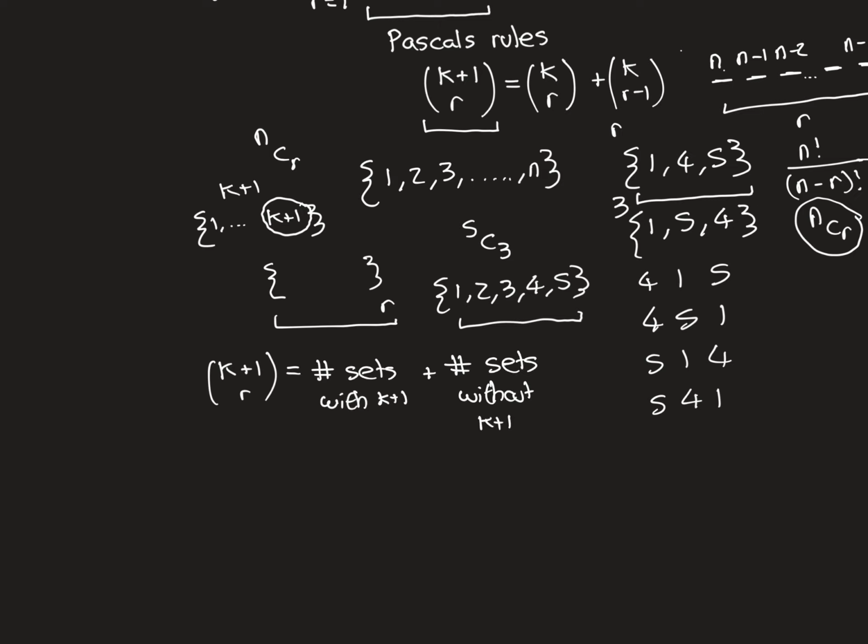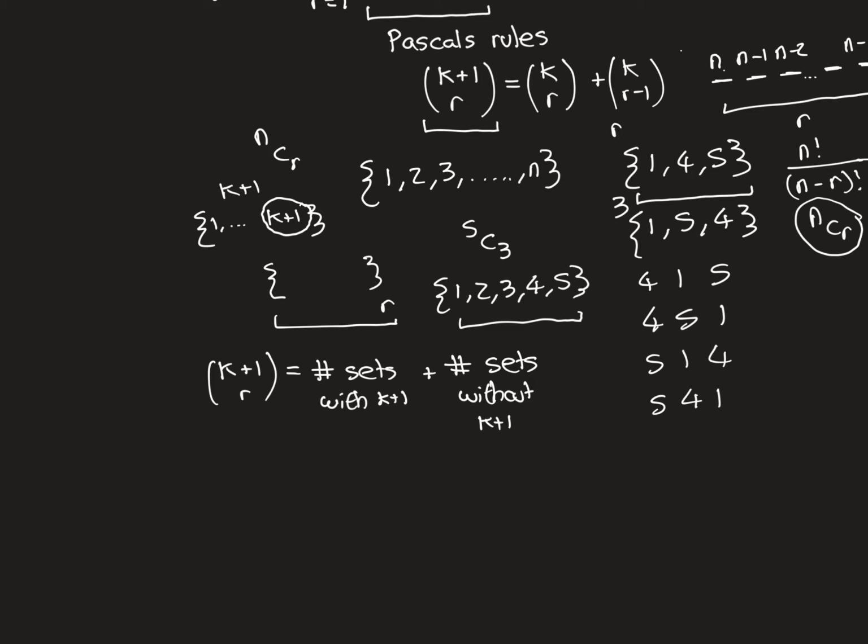So if you can work out these two things, the total number of possible sets that you could create of r things from this that don't have k plus 1, and the total number of sets you could create from this that do contain k plus 1, and you're clearly assuming that k plus 1 is bigger than r, so that if r was equal to k plus 1, then there's only obviously one option of a set that you can create and this argument fails.